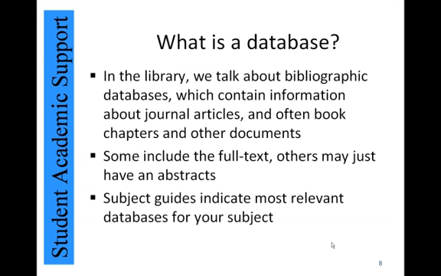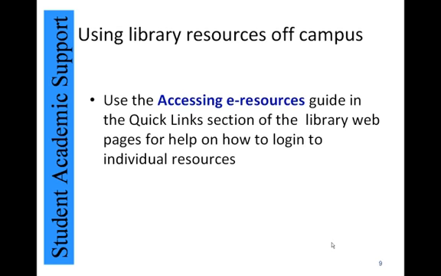Academic librarians talk about bibliographic databases, which contain information about journal articles and often book chapters and other documents. Some include the full text documents, while others may just have abstracts. As previously mentioned, subject guides indicate the most relevant databases for your subject. Most resources are available on and off campus, but there may be a few that are only available on campus. The resources A to Z list is a good place to check to see if there are any special instructions for off-campus login.